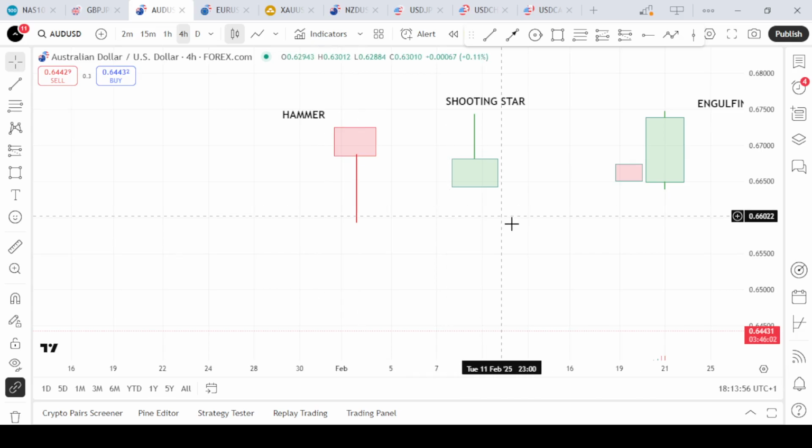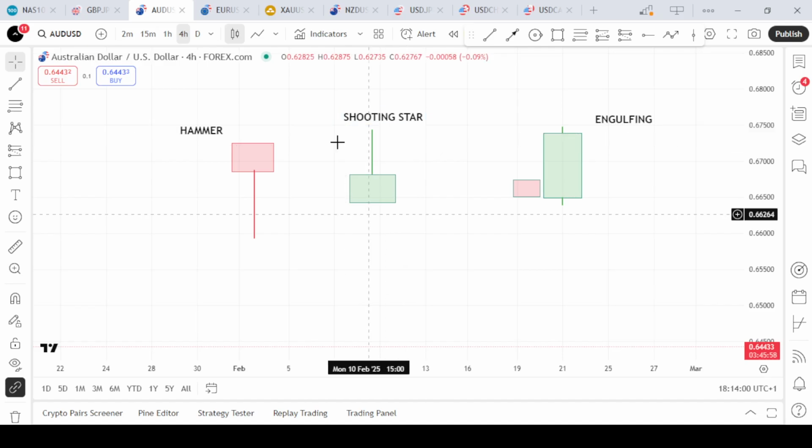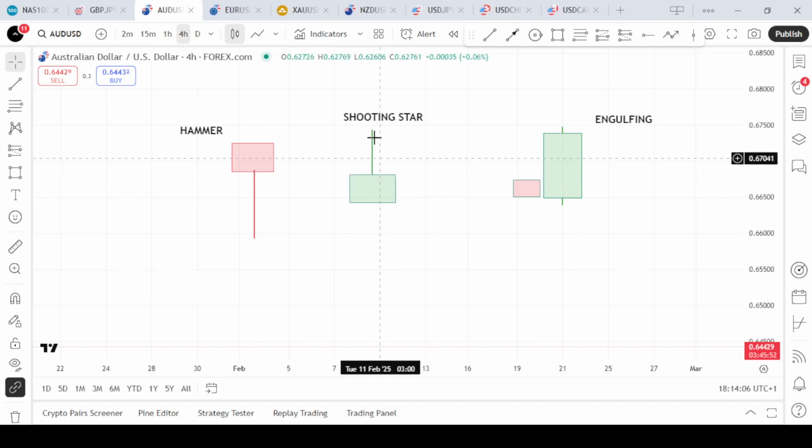On the other hand, we have a bearish pattern known as the shooting star. It's almost an inverse hammer candle. This pattern has a small body and a long upper wick, showing that buyers drove price higher, but sellers came in, took price and closed low. This is typically what it means.